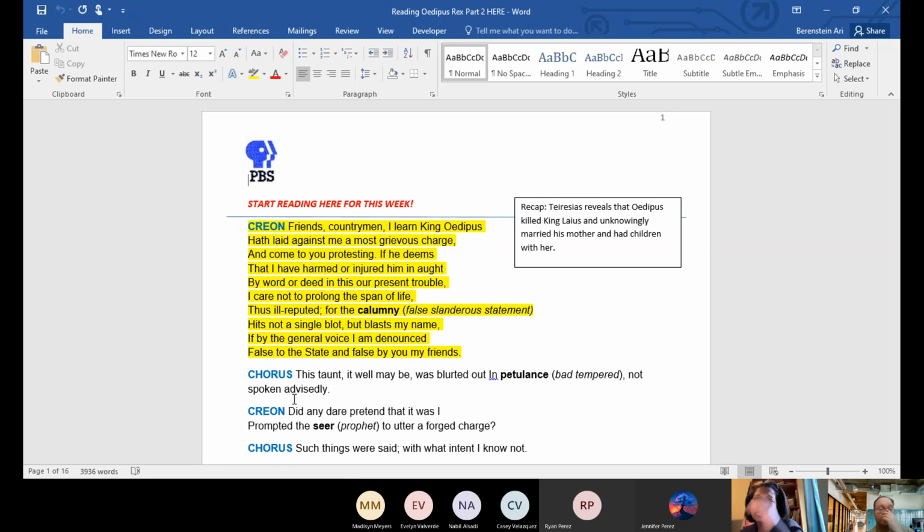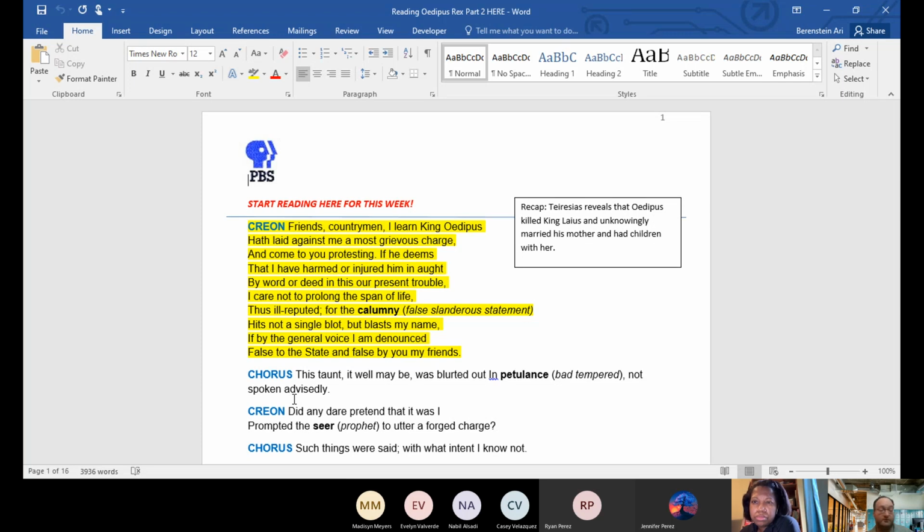Yes, okay. So I'm going to read to you guys a couple of highlighted passages at the beginning of this part. Where it says start reading here for this week, that's where you start. In the first week's lesson, we gave you the entire reading, but the second and third parts do not have the annotation questions. You can read the entire play all at once if you want, but the notes are available in the second week's assignment. So here's Creon starting this part.